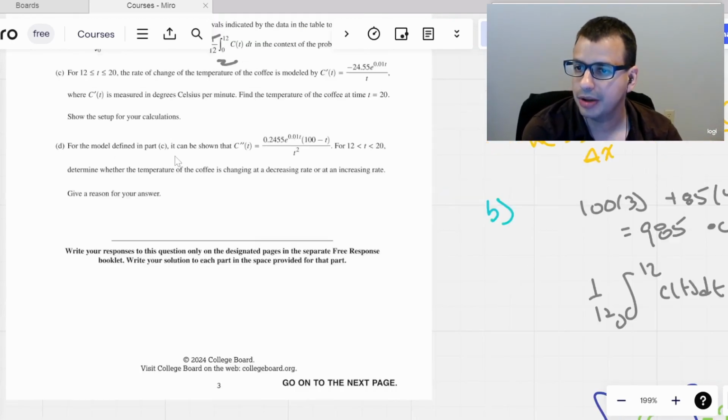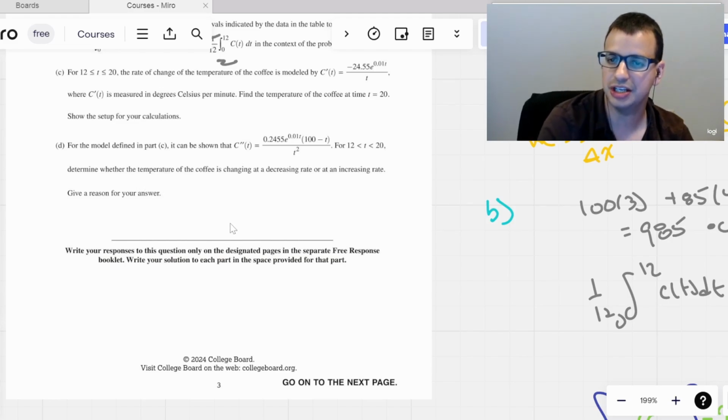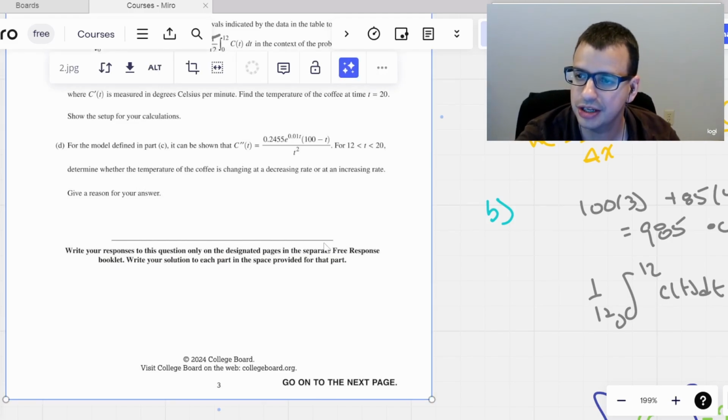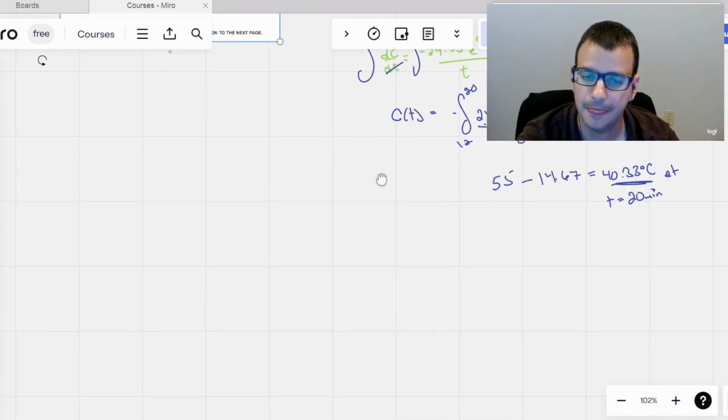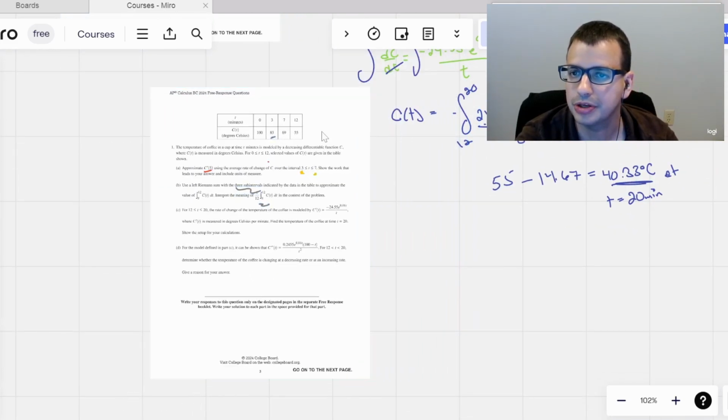For the model defined by this, can it be shown that this value right here can be shown at that point? Determine whether the temperature of the coffee is changing at a decreasing rate or an increasing rate, and give the reason for your answer. Okay, so let's take a look at this. I'm going to crop this a little bit.